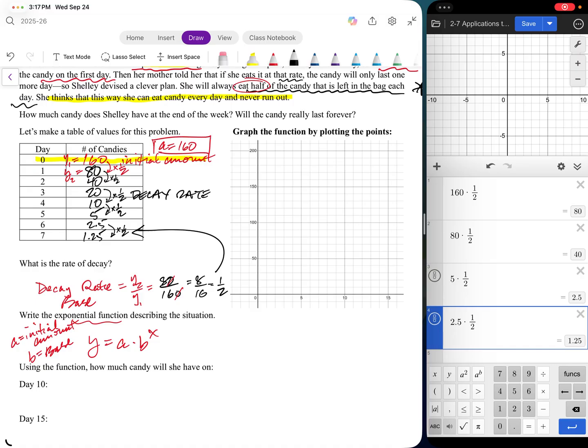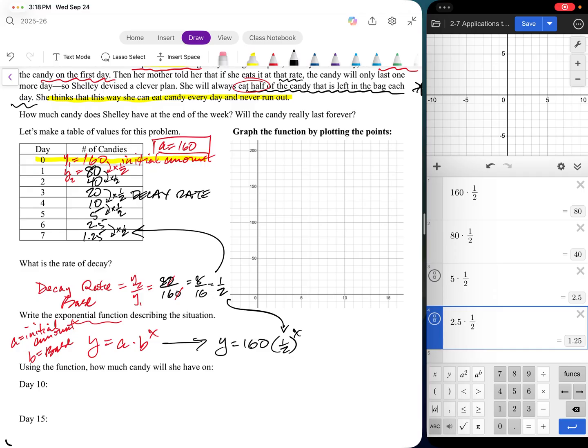Okay, so now what does this give us? It gives us y is equal to 160, which is our initial amount, times our decay rate, which is 1/2, to some power. So again, this is our base, our decay rate in this case, how fast these things are decreasing, getting smaller over time, over days. All right, and then it says, using the function, how much candy will she have on day 10 and day 15?